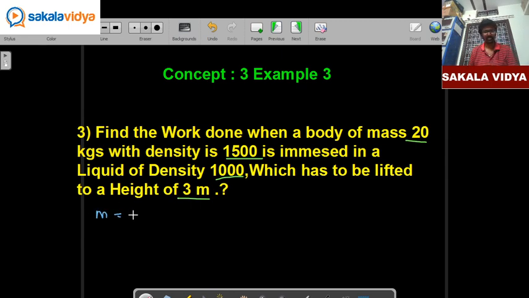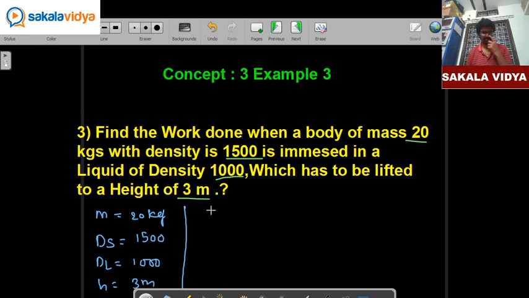Mass of the body is 20 kg. ds, the density of solid, is 1500. dl, the density of liquid, is given as 1000. Displacement or height is 3 meters. So what do you have to calculate? Work done. What is the formula for work done?